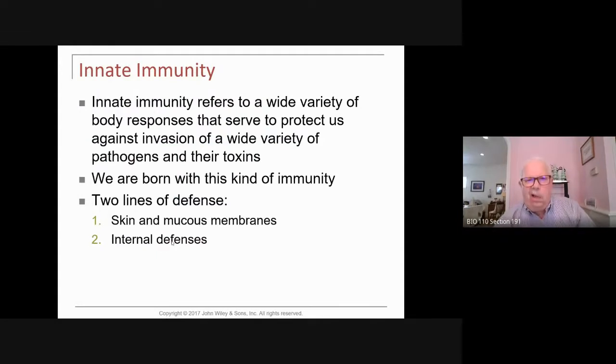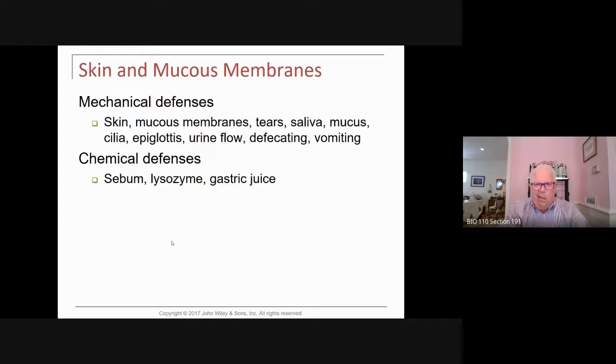But we should talk about innate immunity. Remember, innate immunity is that you're born with it. It is not specific. You have two lines of defense that you're born with. You're born with your skin and your mucous membranes. You're also born with your internal defenses. We'll talk about your internal defenses. Remember, innate immunity is non-specific. These are the non-specific immunities of your skin and mucous membrane.